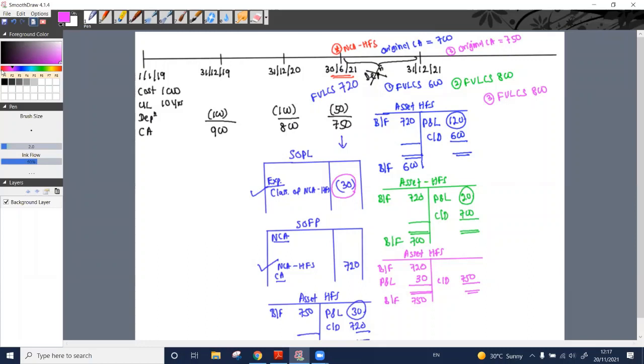I will take one more scenario here. Fourth scenario. Fair value less cost to sell, assume it is 800. Again, I am going to change the original carrying amount. Original carrying amount is, assume, 780. Then what will happen?